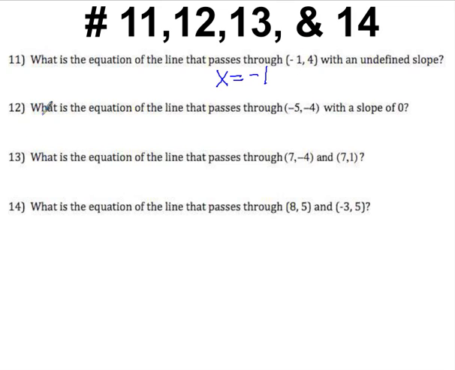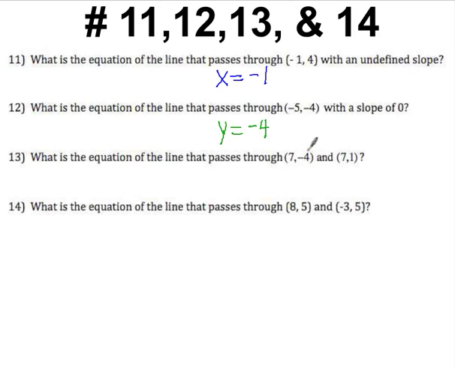So number 12, what's the equation of the line that passes through -5, -4 with a slope of 0? You should be thinking, well, if that was x equals, then this one's going to be y equals. And y equals what? y equals -4. And we are done. Number 13, what's the equation of the line that passes through 7, -4, and 7, 1?